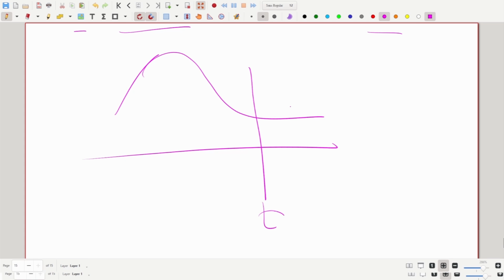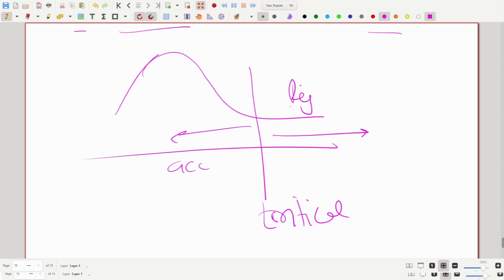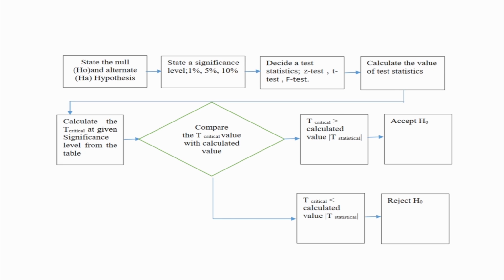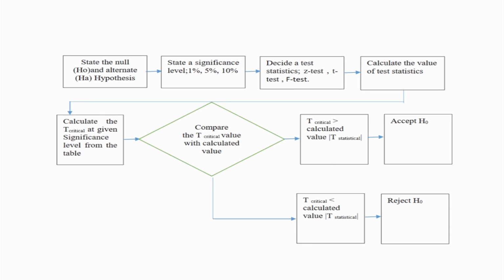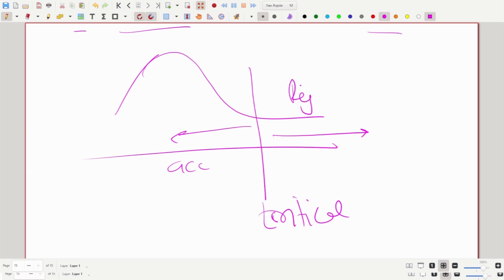If this is t critical, if t statistic lies here, then we reject. If it lies here, we accept. Please see the flow chart. Now this is written the other way around: t critical less than t statistic. Okay, simple. So this is what we do.